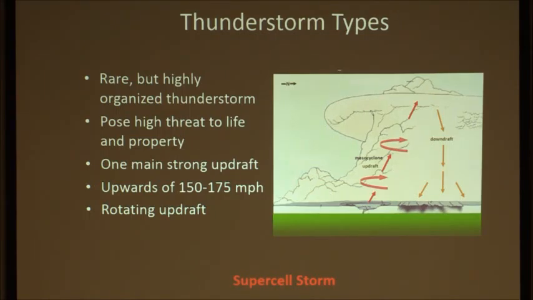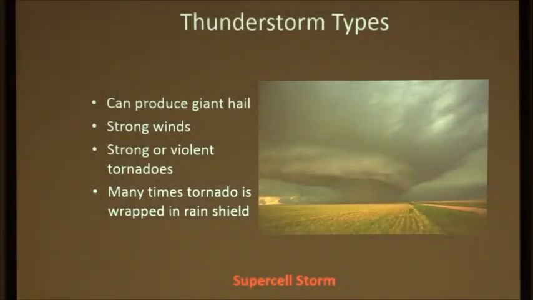So we're likely going to be issuing tornado warnings for these events. And even if a tornado doesn't occur, more than likely we're going to see either hail or damaging winds anyhow. So it's good to be warning out on these kind of events. So the features of what it would typically look like, it can produce giant hail, strong winds, the strong and violent tornadoes. A lot of times down here locally, the tornado is wrapped in the rain shield.